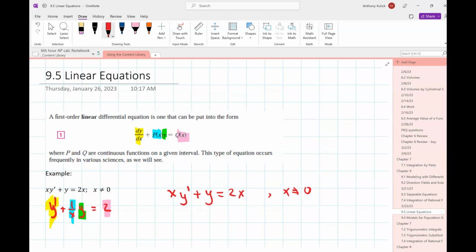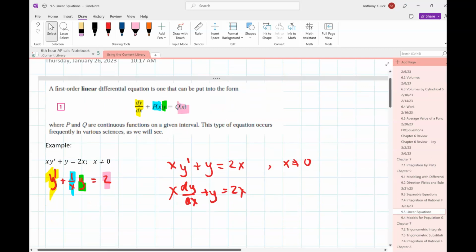Well, what would we try to do if we wanted to separate this and get the y's in one place and the x's in the other? What would happen if we tried to do that? Right, this is dy dx. And then what would we try to do?